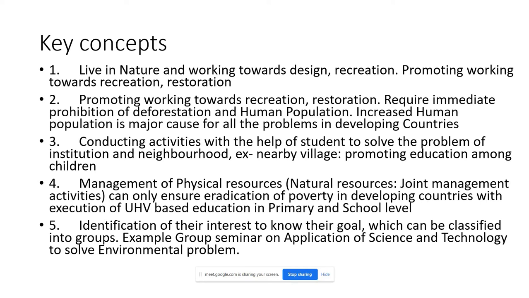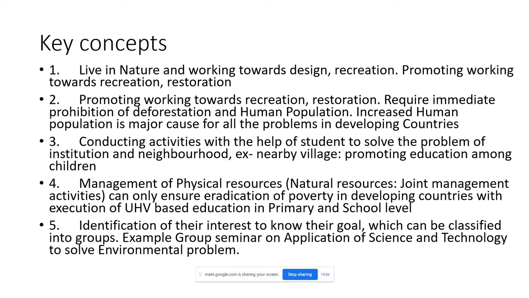We have already discussed this. The management of physical resources like natural resources and joint management activities is important. There are some methods that we can use for sustainable development. In this session we are going to discuss how we can work for sustainable development so that we can remove poverty from developing countries, to ensure the eradication of poverty in developing countries.